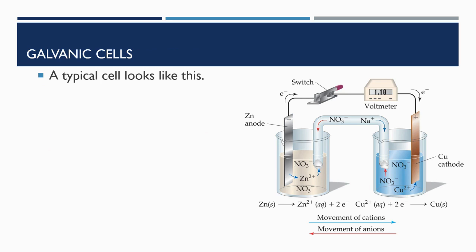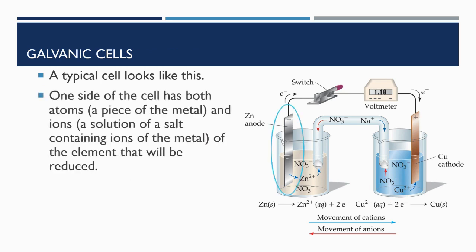And it looks a little overwhelming, but we're going to go through each part. So first off, one side of the cell has both atoms, a piece of metal, and ions, a solution of a salt containing the ions of the metal, of an element that will be reduced. So on the left beaker here, you will notice that we have a solution that has zinc ions and nitrate ions. So zinc nitrate was dissolved in water. And then we have a piece of zinc that is put into that solution. So we have both zinc atoms present in the metal and zinc ions present in the solution.